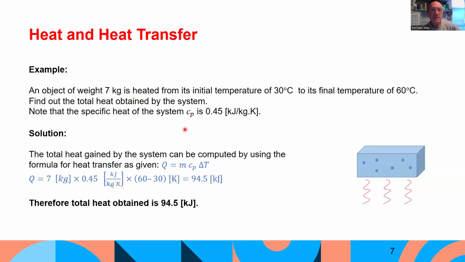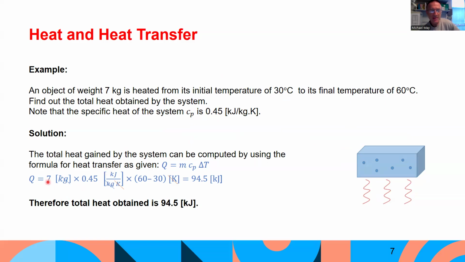Simple example: an object of weight 7 kilograms is heated from its initial temperature of 30 degrees to a final temperature of 60 degrees. Find the total heat obtained by the system. So how much energy do we need to raise this object from 30 degrees up to 60 degrees? The specific heat capacity of the material in question is 0.45 kilojoules per kilogram Kelvin.